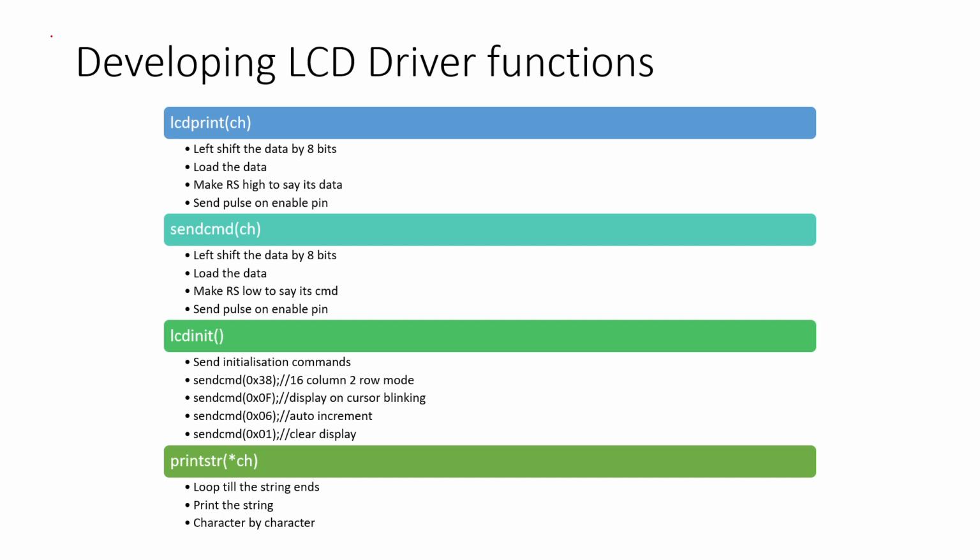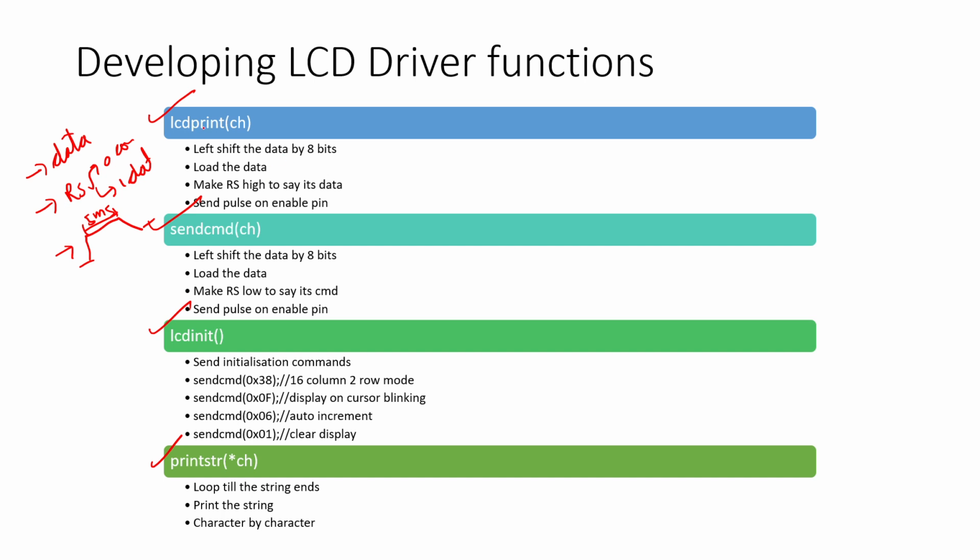And this is the LCD driver function. We will be using majorly 4 functions, which are LCD print, send command, LCD init, and print str. For LCD interfacing, we have 4 things majorly: we keep data onto the data lines, and then we select the register select, which is 0 for command and 1 for data. Once you have selected register select, you send a pulse on the enable pin of 5 milliseconds pulse width. That is the way of sending data to the LCD.